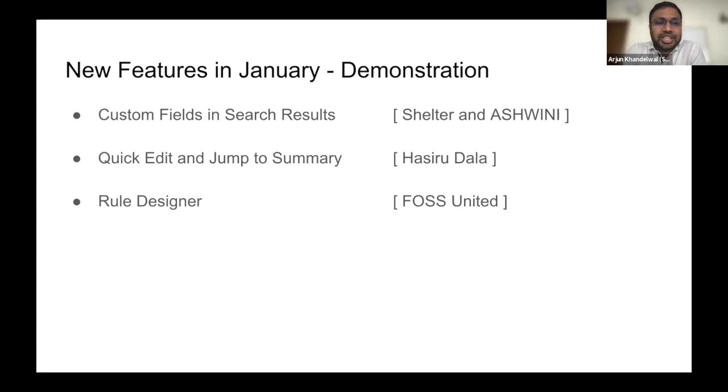Like for example, in case of custom fields in search results, it's been Shelter and Ashwini who needed that feature and supported development of it. And similarly for quick edit and jump to summary, Hasirudala has supported. For rule designer, we received grant from FOSS United to be able to develop that feature. So I think next I will hand it over to Vinod to demonstrate these features. And yeah, let's look at them.